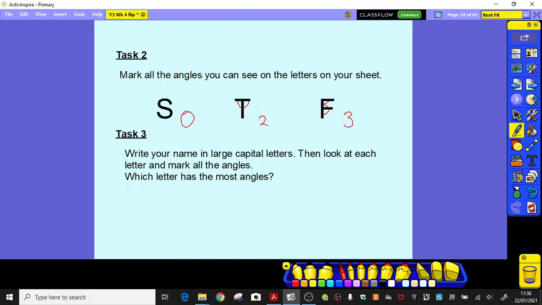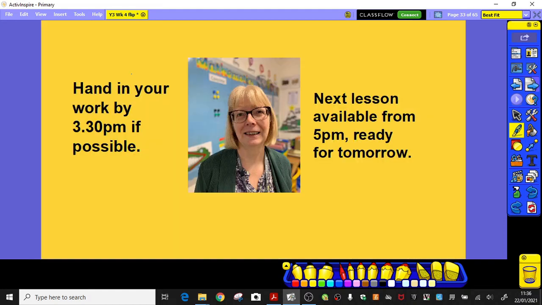So have a look at the letters on your sheet, mark the angles on, and then write the number of angles for each letter. And then task 3 is quite similar, but this time I want you to have a look at your name. You need to write your name in large capital letters, and then look at each letter and mark all the angles. And can you tell me which letter in your name has the most angles? So those are today's tasks. Off you go, have a go.